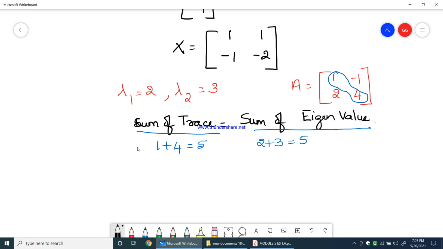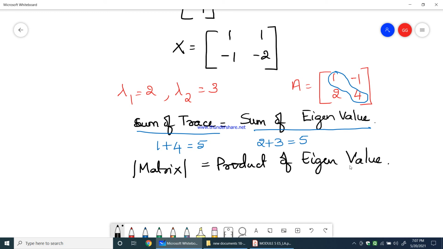The second proof is that the determinant of a matrix equals the product of the eigenvalues. This is also true for all square matrices. You find the eigenvalues and you take the determinant of the matrix. The product of the eigenvalues will definitely be equal to the determinant of any given matrix. But keep in mind that this is only for square matrices.